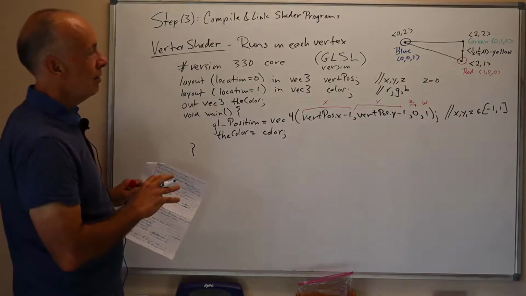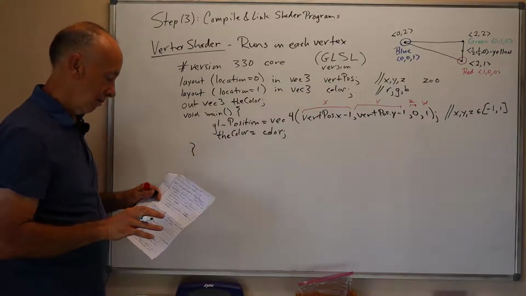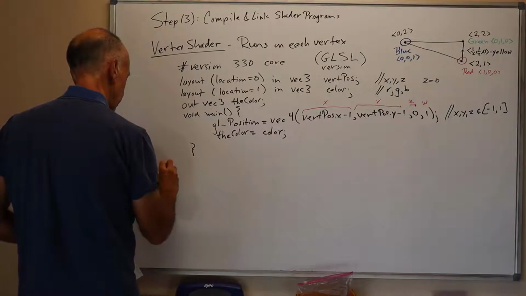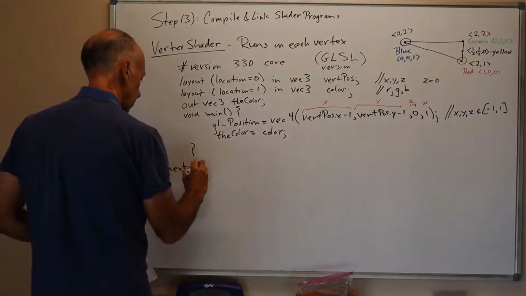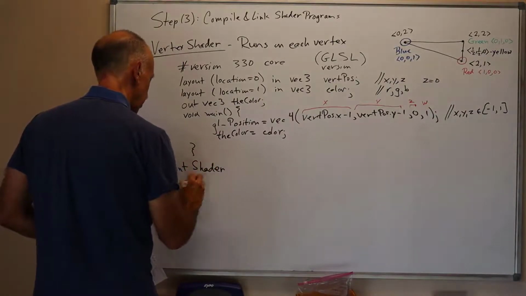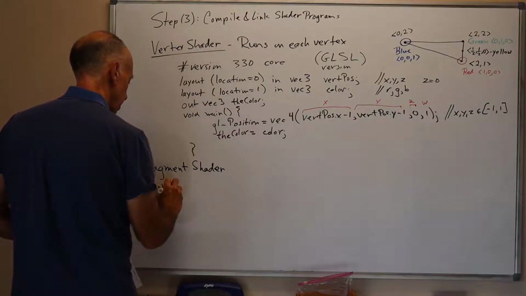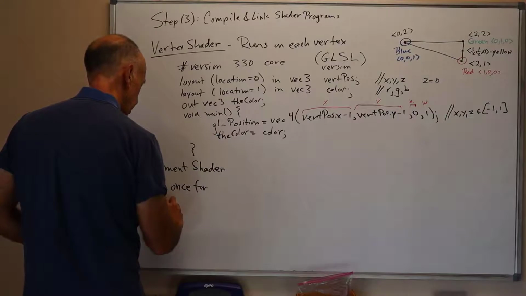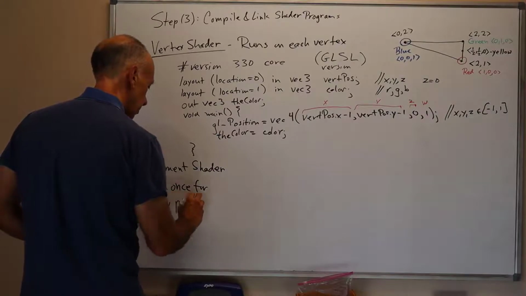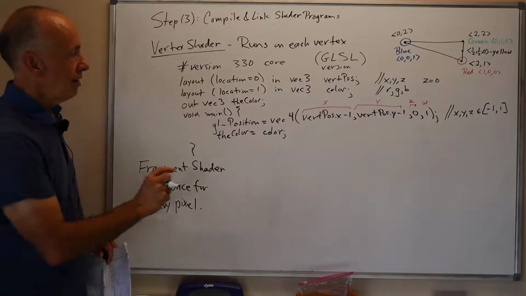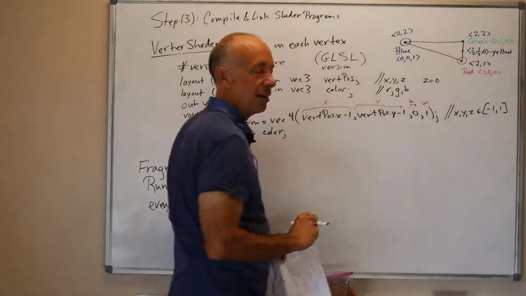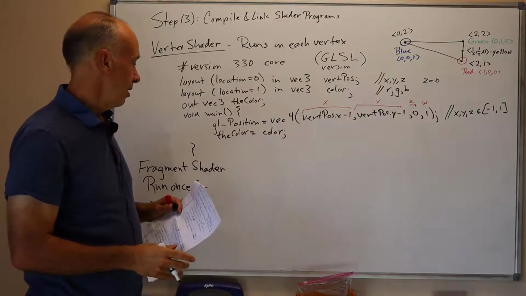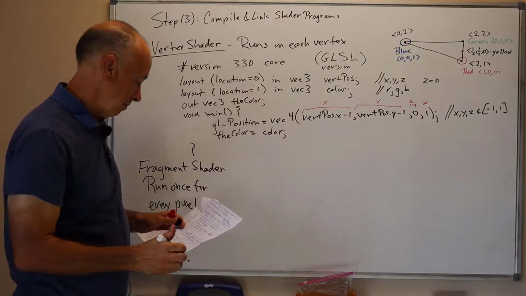Now the outputs of the vertex shader get sent to the fragment shader. So let's talk about the fragment shader. Fragment shader is run once for every pixel covered by the triangle. So the triangle here, the vertices end up somewhere on the output image. The corresponding triangle covers some of the pixels, and for each one of those pixels we call the fragment shader.